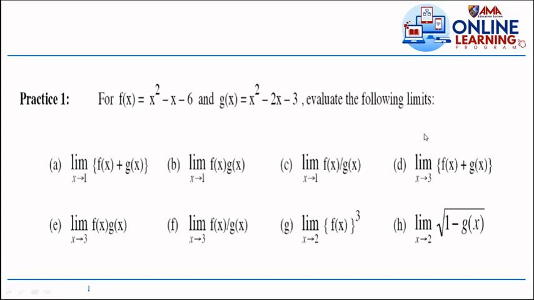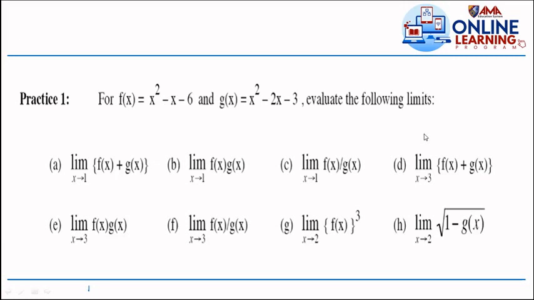Letter D, the limit of f(x) plus g(x) as x approaches 3. Letter E, the limit of f(x) multiplied by g(x) as x approaches 3. F, the limit of f(x) divided by g(x) as x approaches 3. Letter G, the limit of f(x) raised to 3 as x approaches 2. And last, the limit of the square root of 1 minus g(x) as x approaches 2. So 2, 4, 6, 8. So these are our 8 examples.